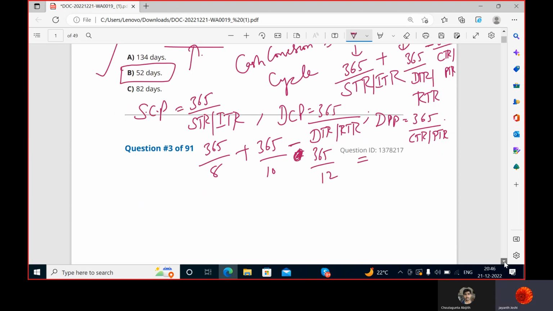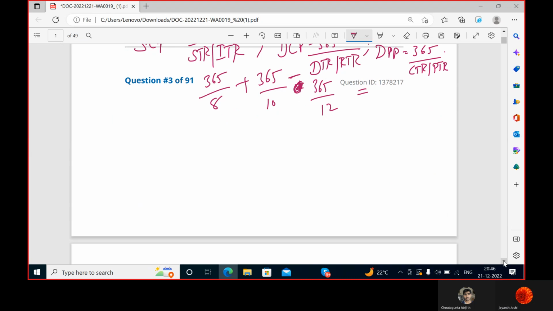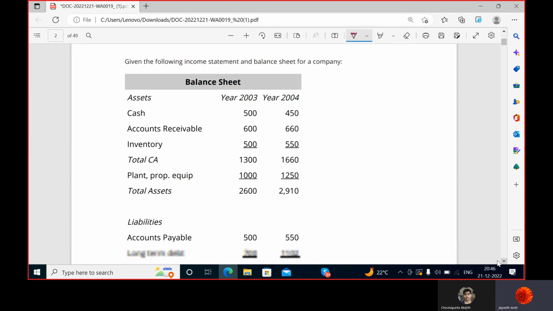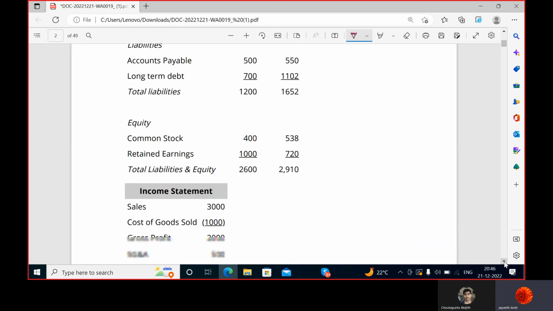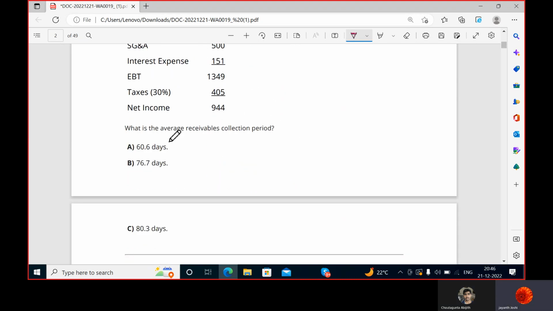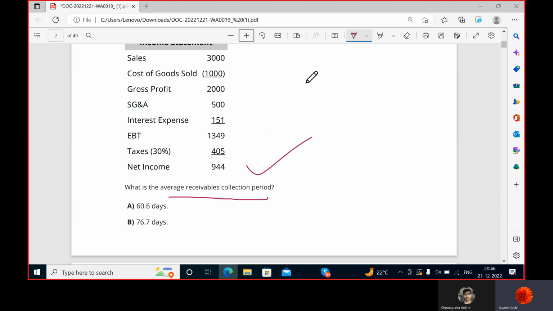Now solve this question, Abhijit. They have given you an income statement and balance sheet. The balance sheet is clearly visible to you here, correct? And the income statement is also visible to you. They're asking you the average collection period. I will not say anything. You should answer this question to me.